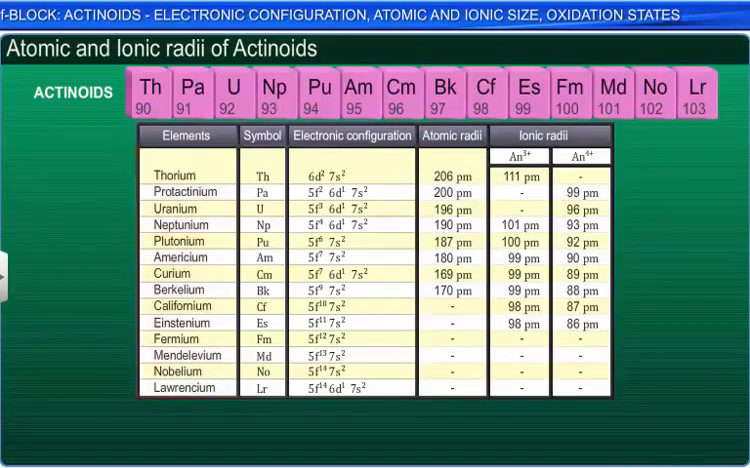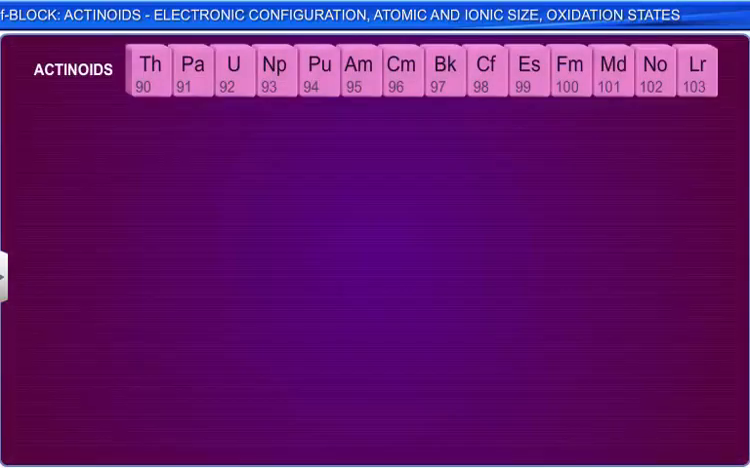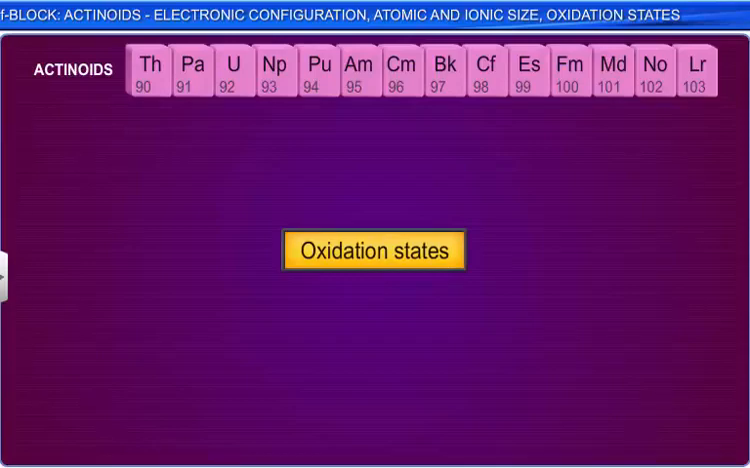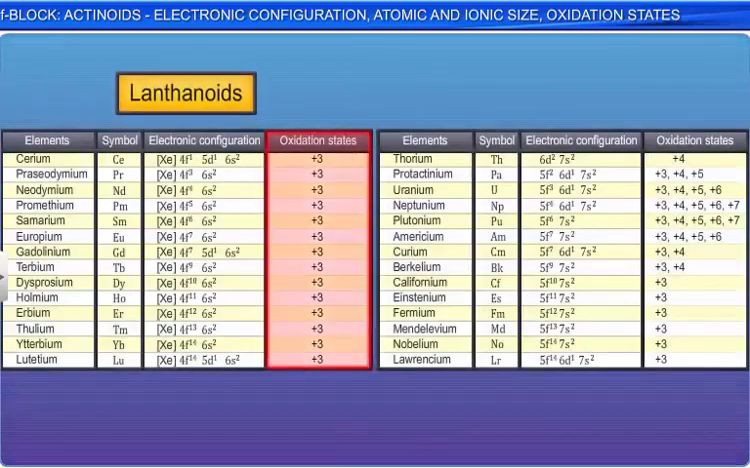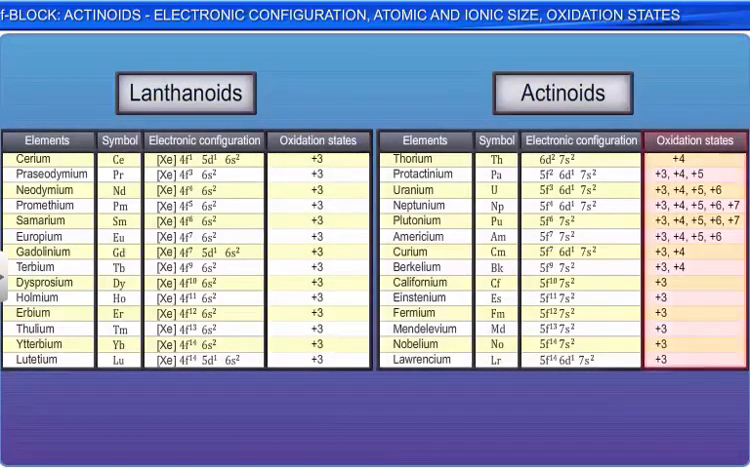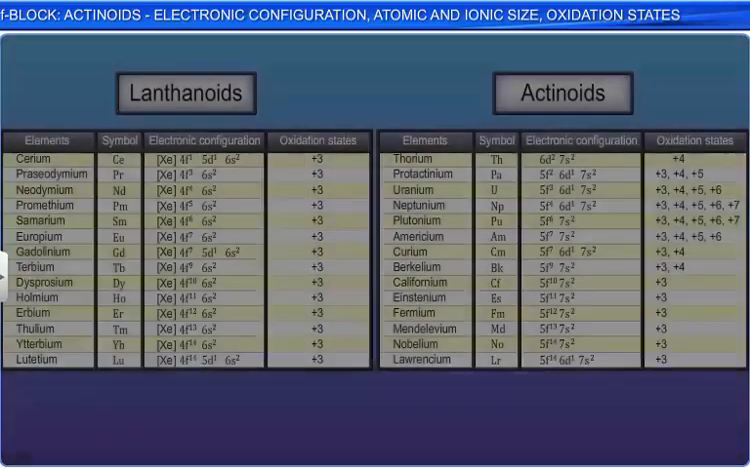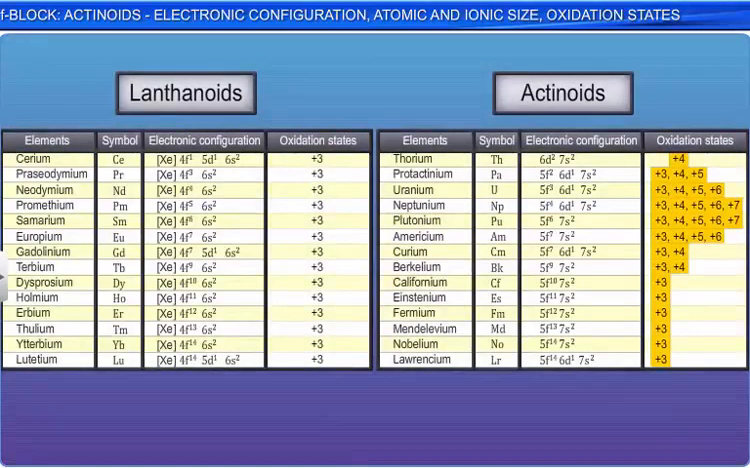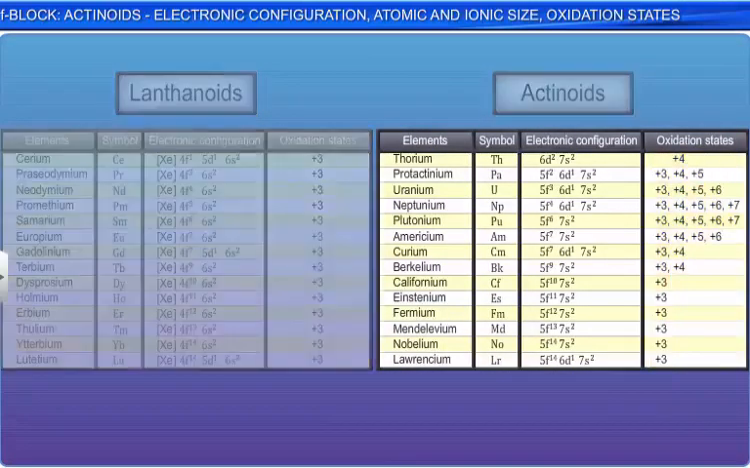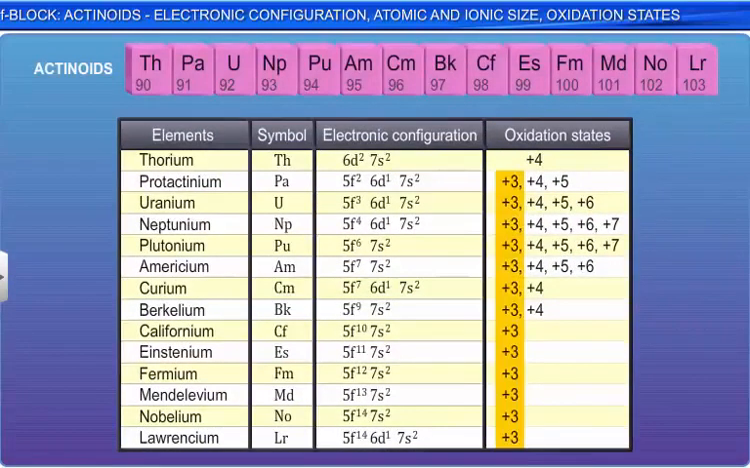Now, let's talk about the oxidation states of these elements. Unlike lanthanoids, actinoids show a variety of oxidation states. This is attributed to the small energy difference between the 5f, 6d, and 7s levels. The oxidation states of these elements are given in the table. You can see that +3 is the common oxidation state of actinoids. The maximum oxidation state first increases up to the middle of the series and then decreases.